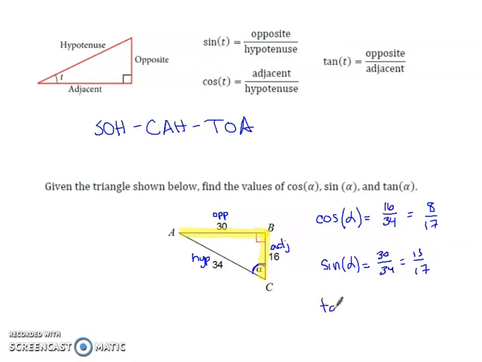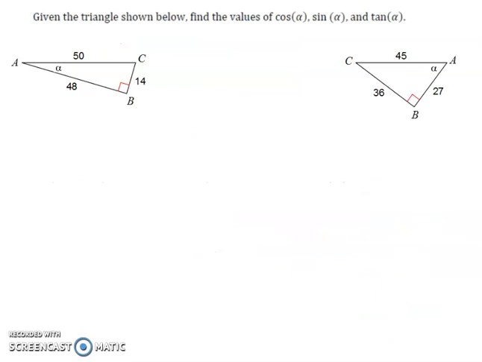And then lastly, tangent of alpha. Tangent is my opposite, which is 30, over adjacent, which is 16, which reduces down to 15/8. All right, your turn. Take a moment. Go ahead and find cosine, sine, and tangent for alpha in each of the triangles shown here.